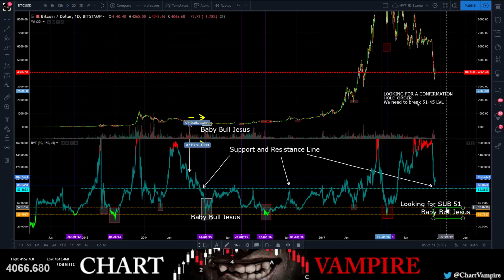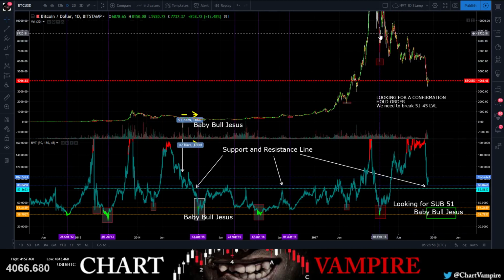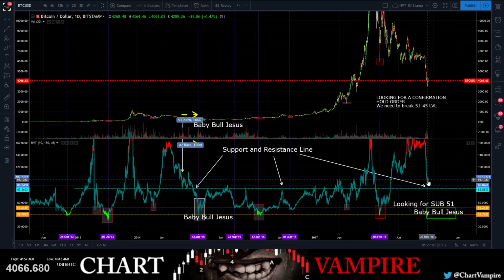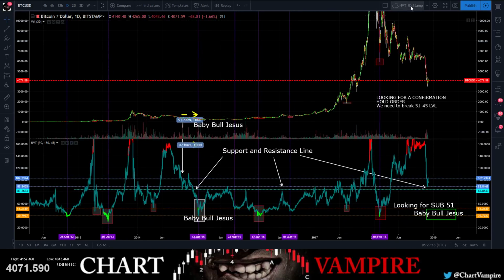Now this can happen super, super fast. I mean, you can literally get down here in a matter of days. So take a look at this. You can really run from here all the way down to here, there's 51, in the course of just days. So look, here's where we found Baby Bull Jesus. This is where Baby Bull Jesus was found. And you guys can see, let me circle this.